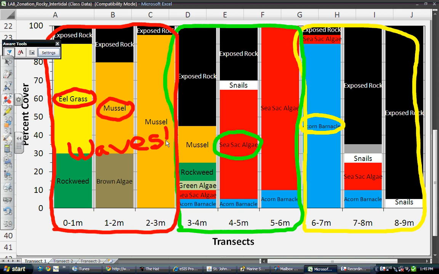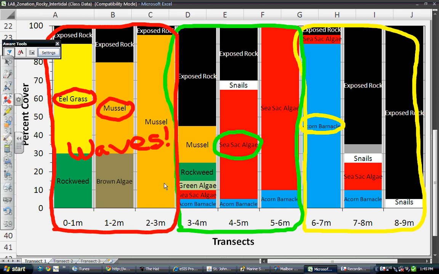These guys have to deal with waves. They don't want to be washed away. So mussels have byssal threads that they secrete from their shells that cement or stick them into rocks. And eelgrasses, being plants, have a very strong root system that keeps them in place so they don't wash away. So that would be why these two types of organisms dominate the lower intertidal.